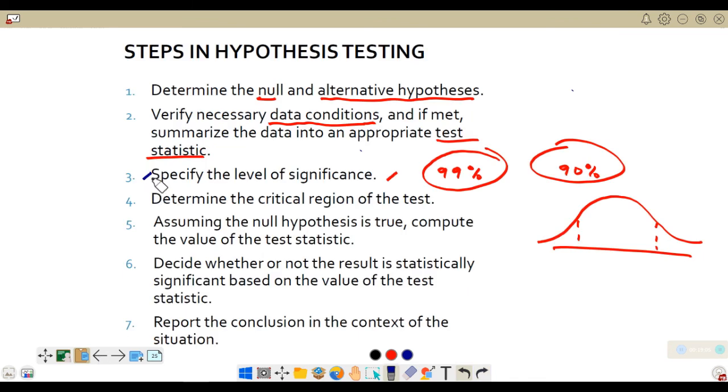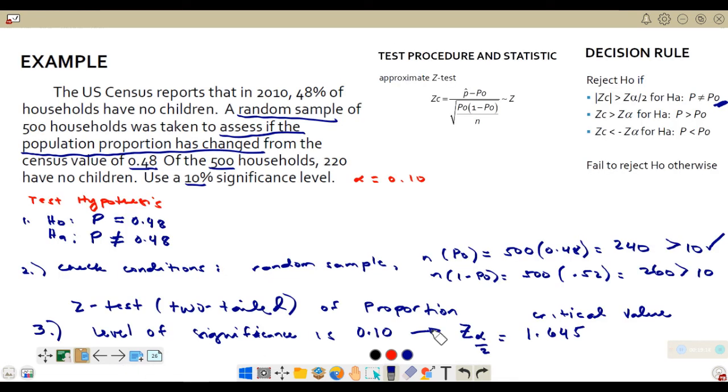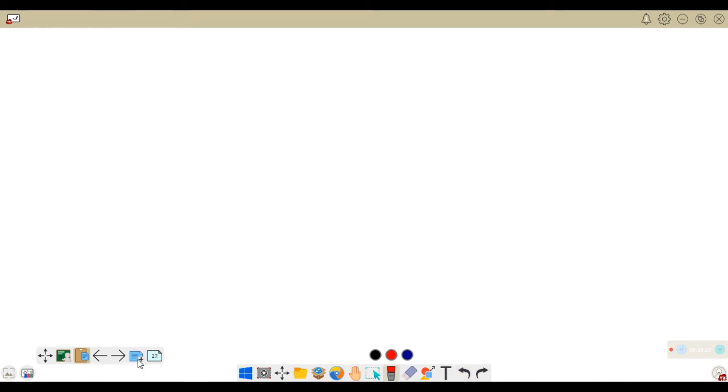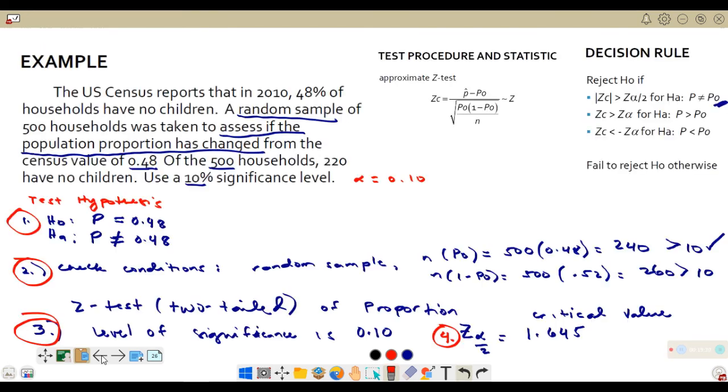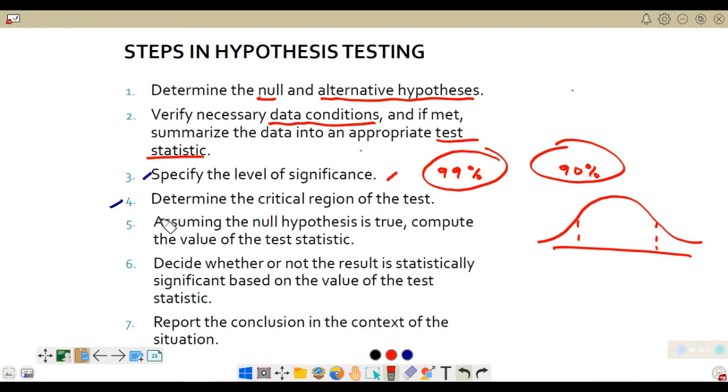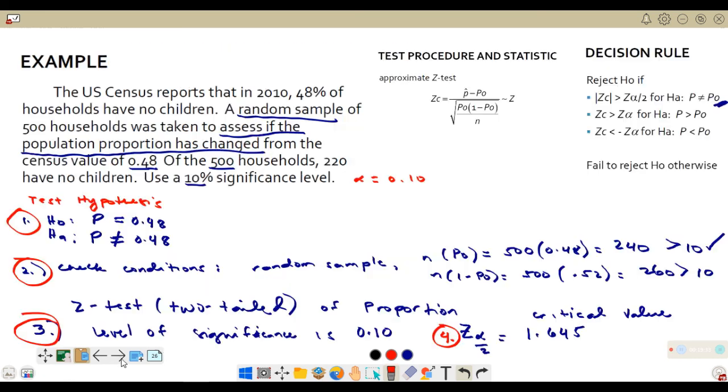Ang next na step natin ay number 4. Ay! Number 4 na pala yung ginawa ko. Determine the critical region of the test. Sorry. Lagay ko na lang dito ha. Ito na yung number 4. 1, 2, 3, 4. Kulang kasi tayo sa space. Okay. Number 5. Step 5. Assuming the null hypothesis is true, compute the value of the test statistic. Okay. Magko-compute na tayo. Yan. I-apply na natin ito.